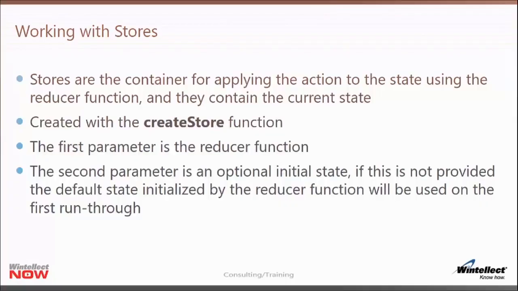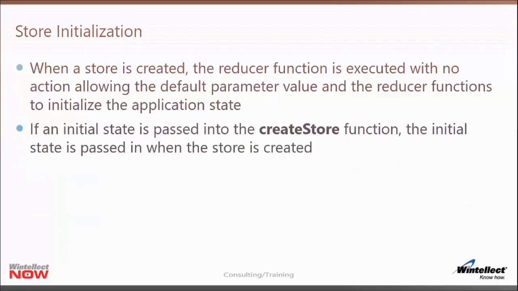The first parameter to create store is the reducer function itself, and the second parameter is an optional initial state. If this is not provided, then the default state initialized by the reducer function will be used on the first run through. For store initialization, when you initially create a store, the reducer function that's passed in is actually executed with no action, allowing the default state parameter value in the reducer functions to initialize the application state. If an initial state is actually passed into the create store, then that initial state is what is passed to the reducer function when the store is created.